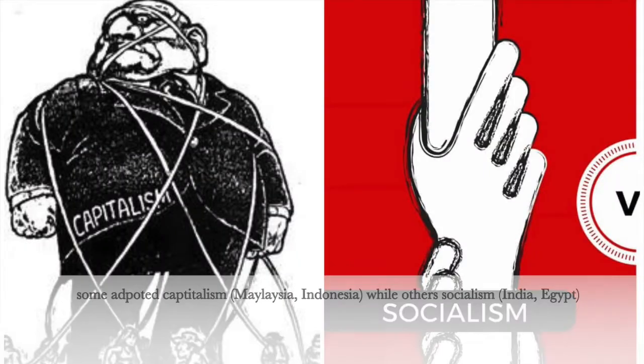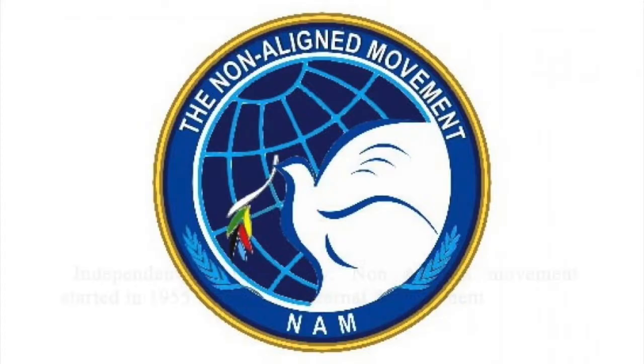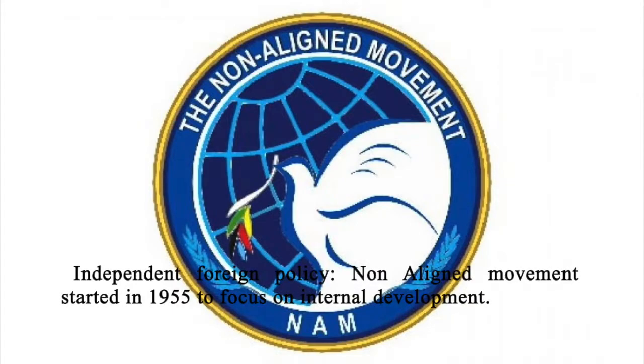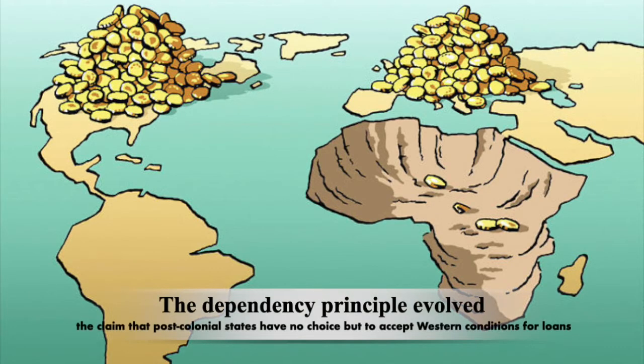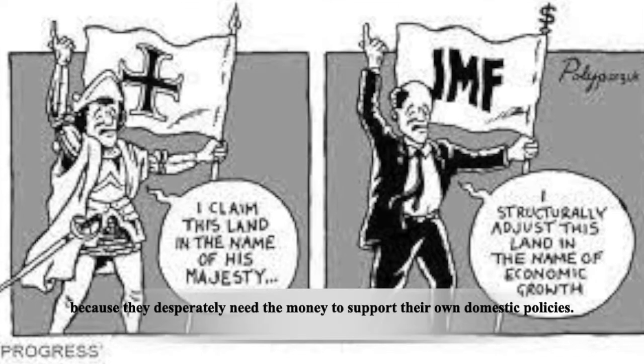Some adopted capitalism, like Malaysia or Indonesia, while others chose socialism, like India and Egypt. In terms of independent foreign policy, they enacted a non-aligned movement that started in 1955 to focus on internal development. It also raised neo-colonialism, which is the practice of using capitalism, globalization, and cultural forces to control new countries. The dependency principle evolved, which claimed that post-colonial states have no choice but to accept Western conditions for loans because they desperately need the money to support their own domestic policies.